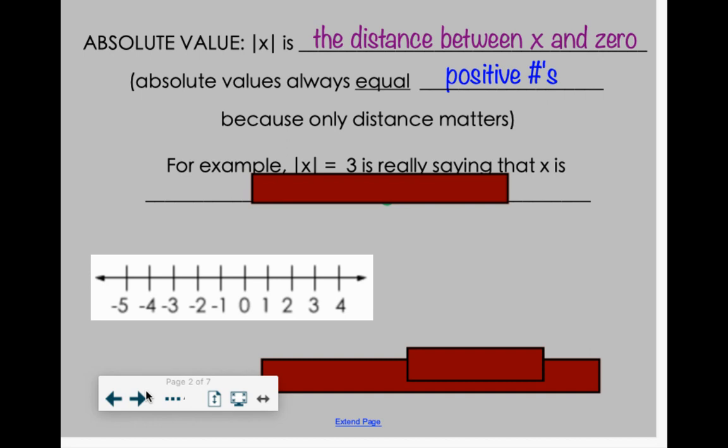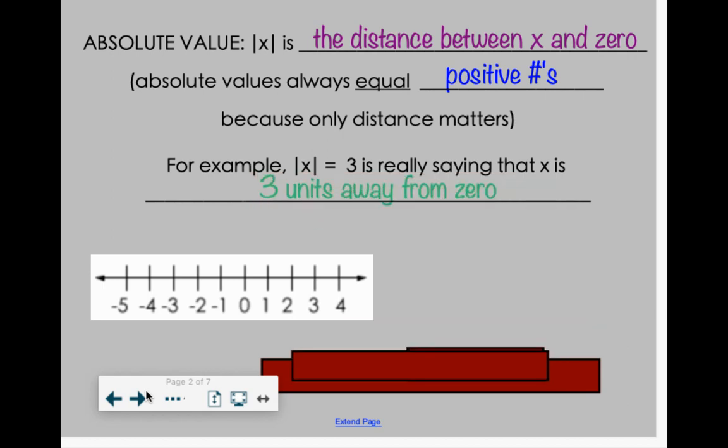Okay, so if you go 5 to the left, that's negative 5. You still went 5 away. That's all we care about, is how far away you are. Okay? So for example, the absolute value of x equals 3. It's really just saying that x is 3 units away from 0. So we need to start at 0, and then we can go 3 units either direction. I'm going to let everybody catch up on those words for a second.